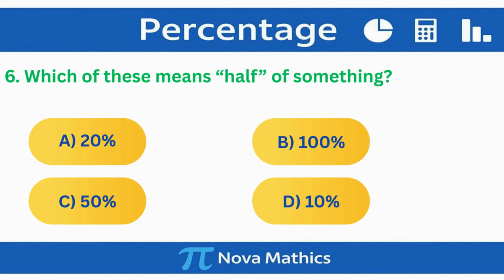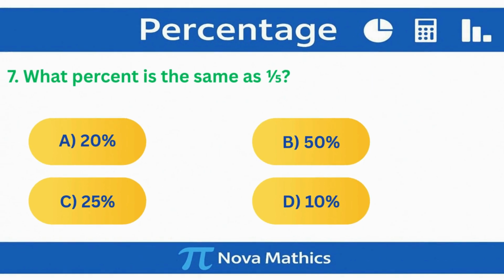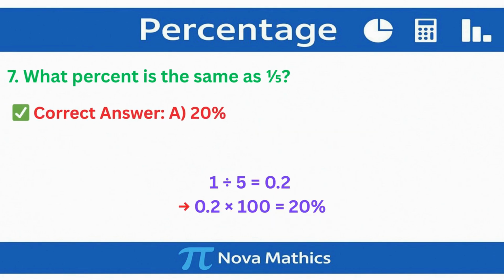6. Which of these means half of something? Correct answer is 50%. 50% means half. Easy. 7. What percent is the same as 1/5? Correct answer is 20%. 1/5 is the same as 20%.